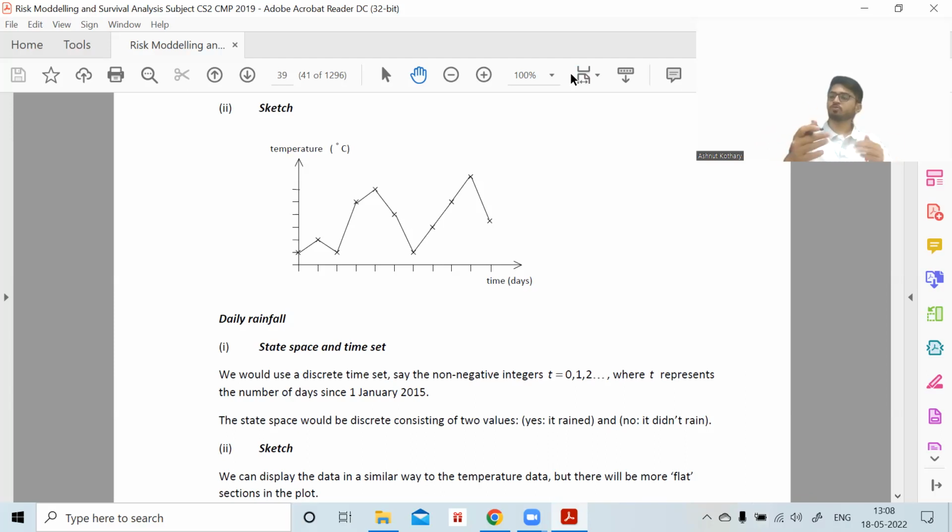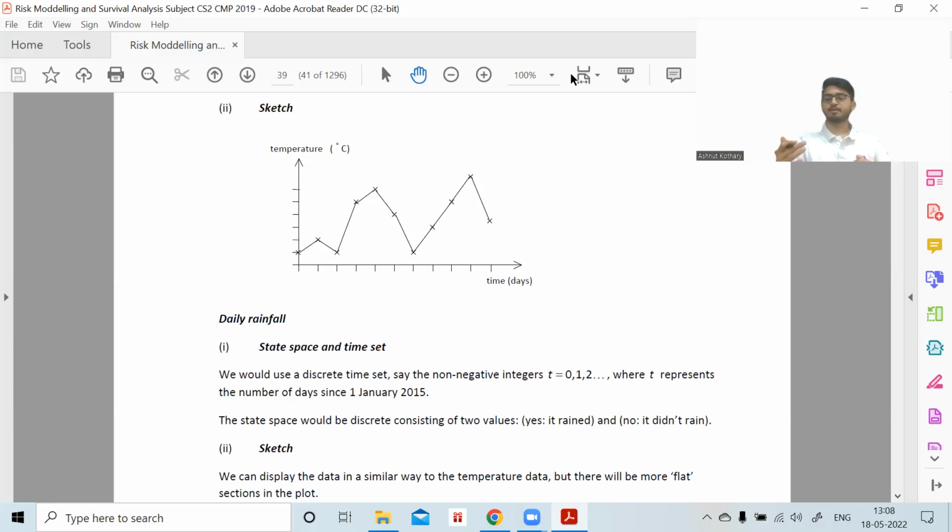Then we go to day two. Once day two has got over, we would be able to determine what was the maximum temperature observed, and we'll have a particular value for day two as well, and so on. Similarly, we'll have for day three, four, five, and so on. So this entire thing becomes a stochastic process.